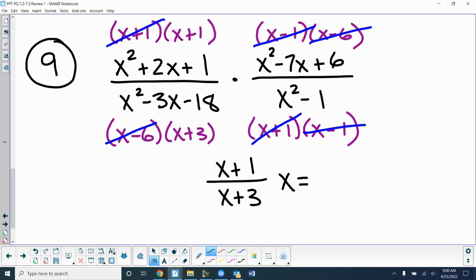And then x can't be 6, negative 3, and 1 or negative 1. So I'll just put plus or minus 1. That's what I got. So is this that difficult?